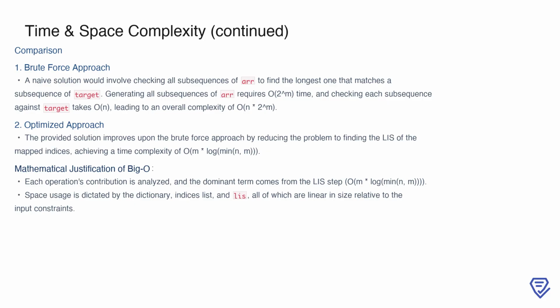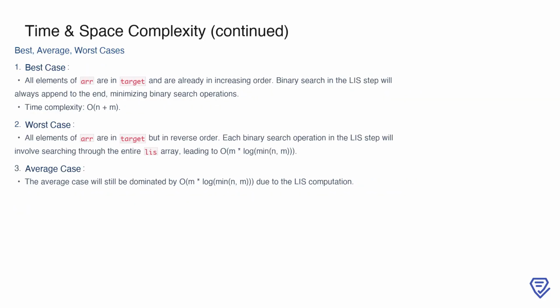This drastic improvement is supported by a mathematical breakdown of each operation's contribution, where the LIS step dominates. Similarly, space usage is reduced to linear components, including the dictionary, indices list, and LIS array, making the solution both time and space efficient. Finally, let's consider the best, worst, and average cases for the algorithm.